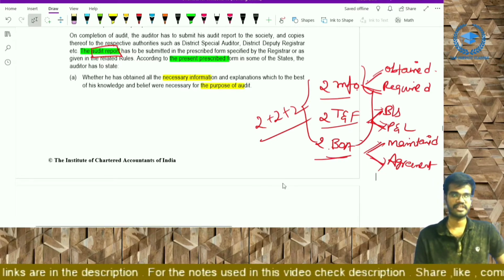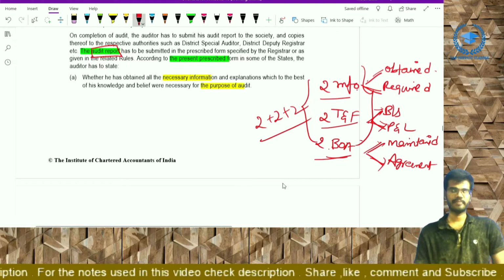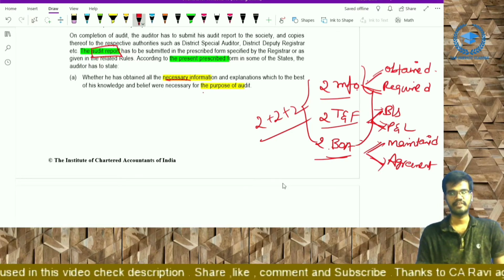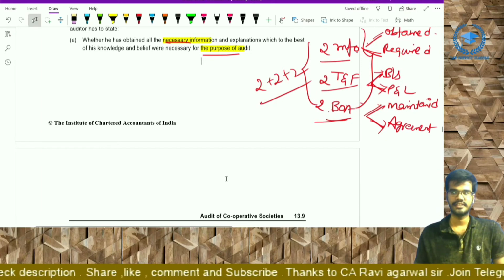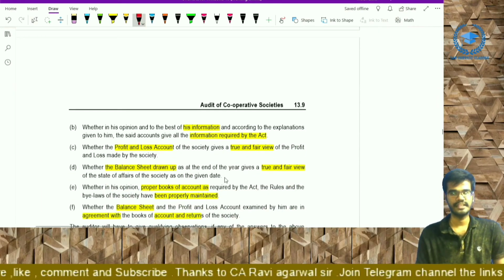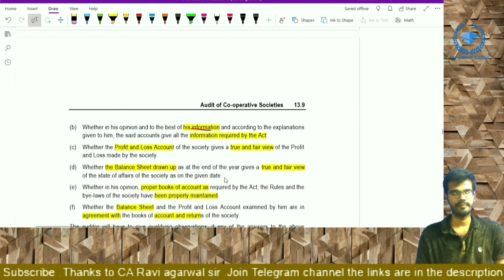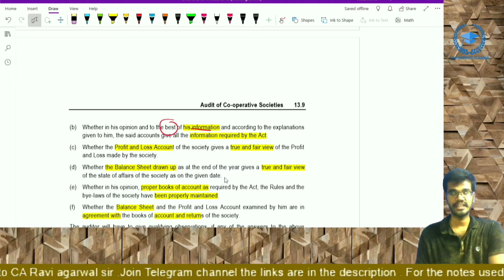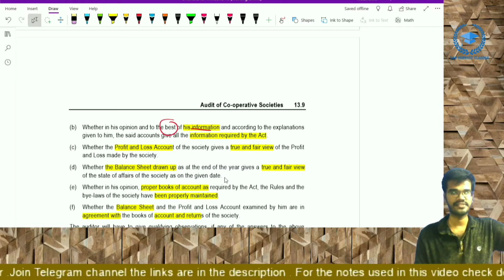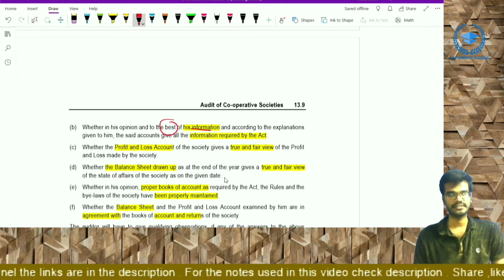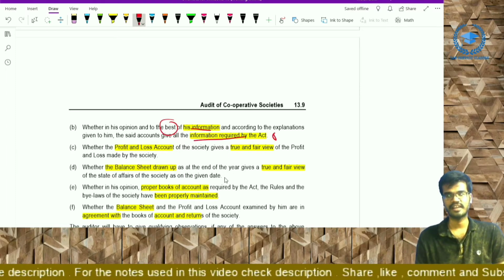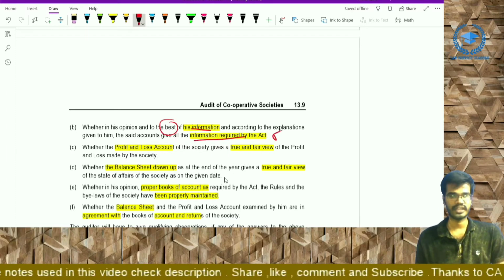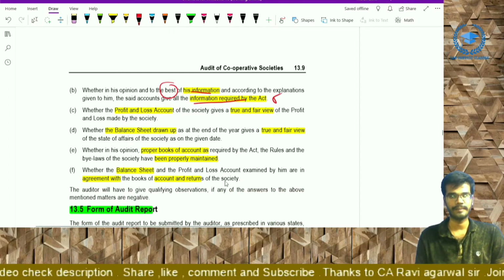Say we'll see it for the first point, the first info: whether he has obtained all necessary information as required for the purpose of audit, right? This is the first info, obtained. And the second one is info required: whether, in the opinion of the auditor, to the best of the information acquired and according to the explanations given to him, the said accounts give the information required by the act. This is info required.